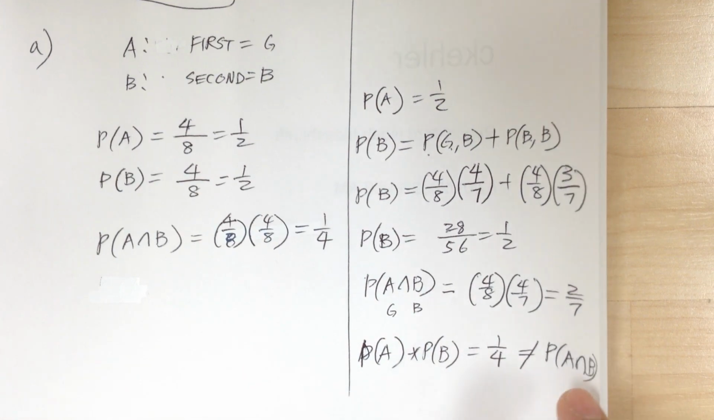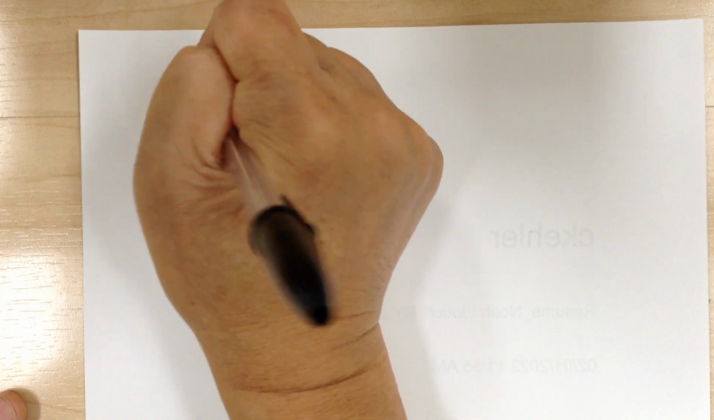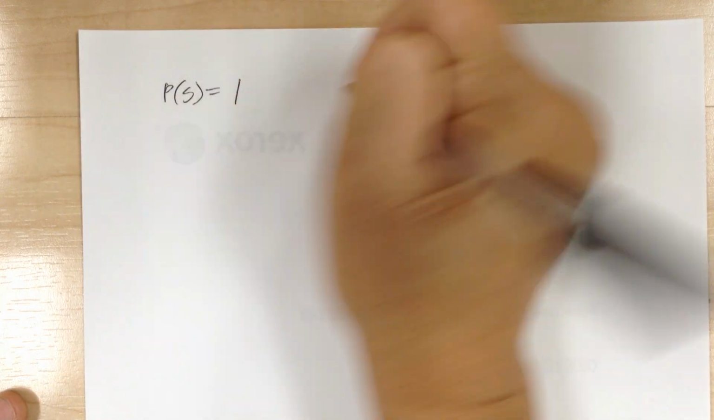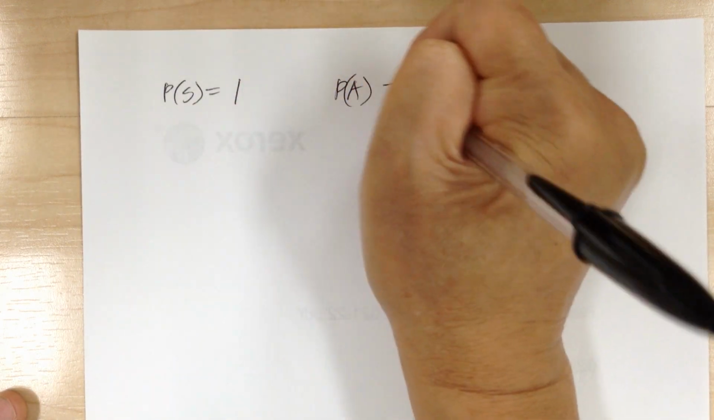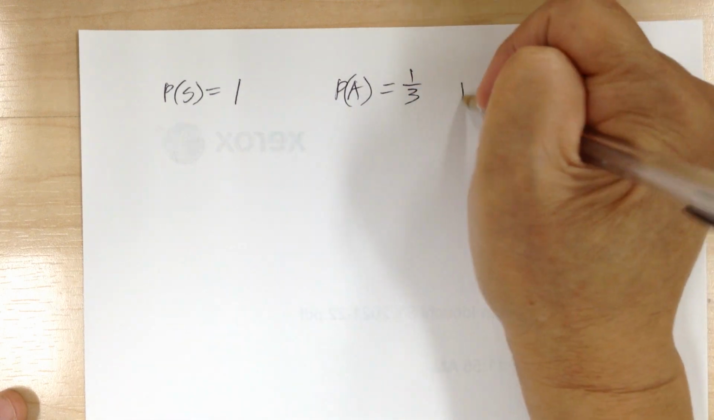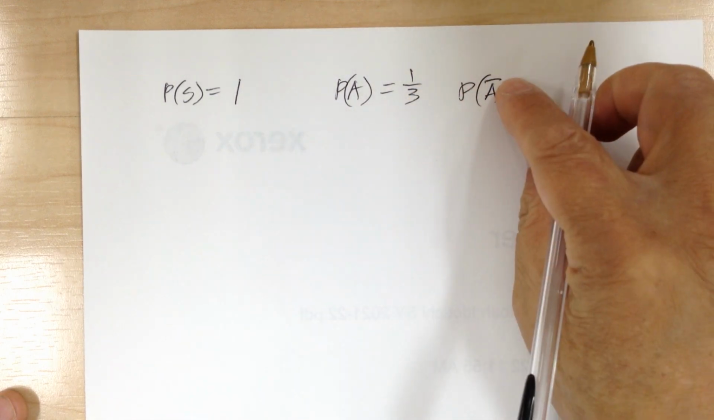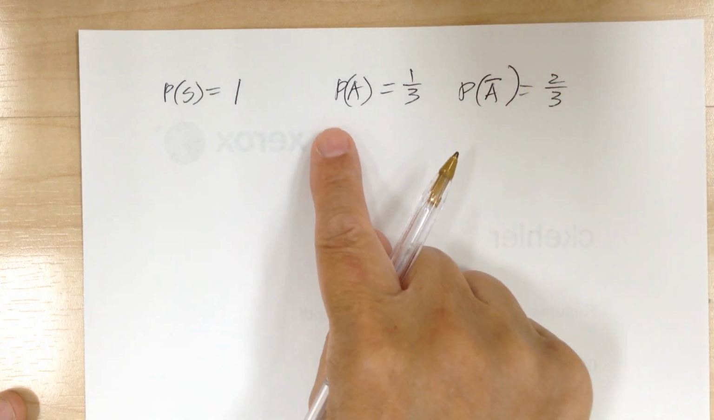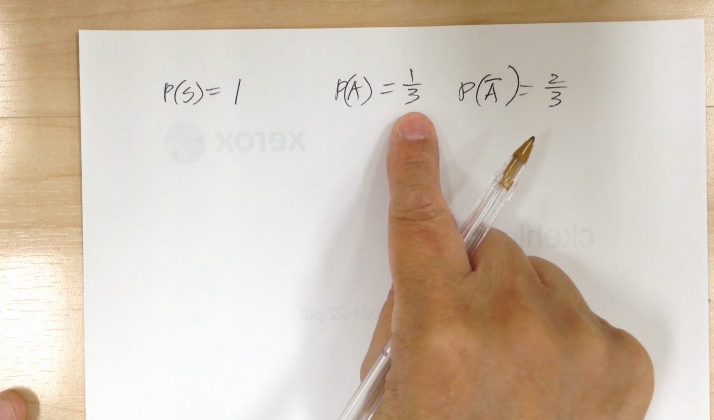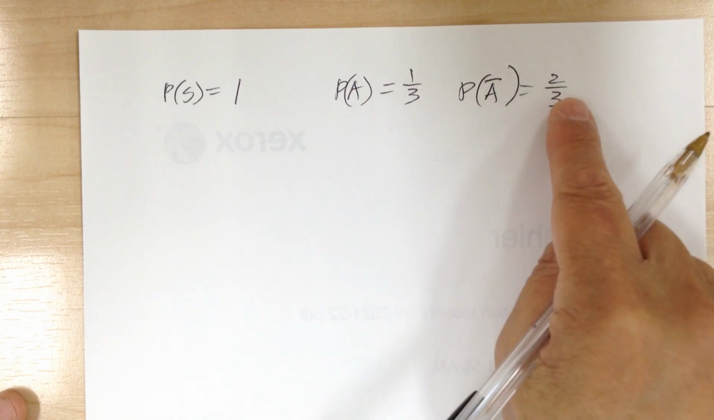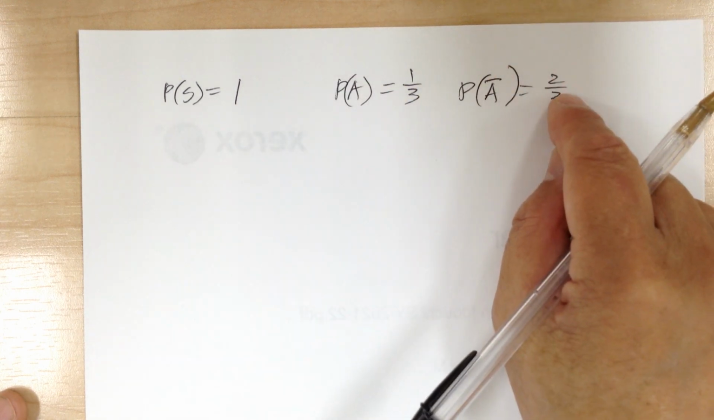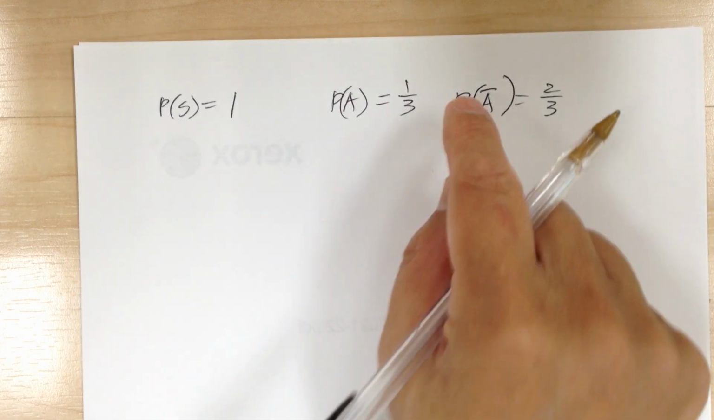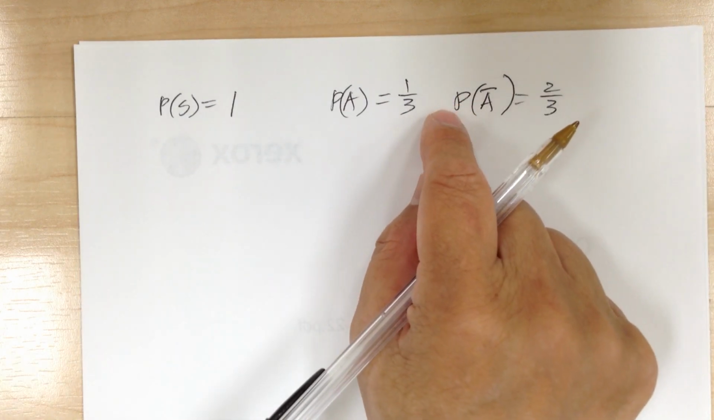Another thing we need to learn is the complement. So the probability of the sample space equals 1, that's everything. So let's say the probability of getting an A equals 1/3. That means the probability of not getting an A, the bar means complement, is 2/3. Again, the probability of getting an A is 1/3, then the complement would be 2/3 because the whole thing has to equal 1. So this is very useful.